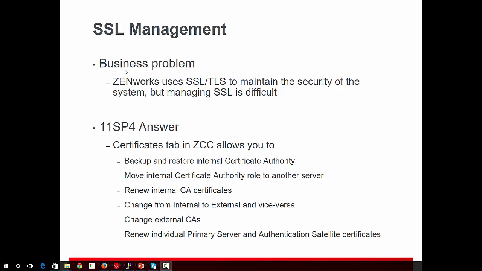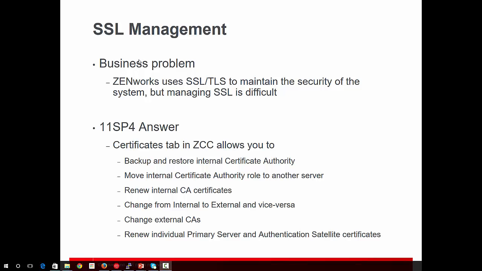I also have the ability to move the CA role if I have multiple certificate authority or multiple primary servers in the zone. I can select which one is going to be the CA. That way, if for instance I'm going to decommission a server, I can move the CA off that server to another server in the zone. And finally, I have the ability to remint the CA. Reminting the CA is something you would do if the internal certificate authority certificate is getting ready to expire or for some reason has become compromised.